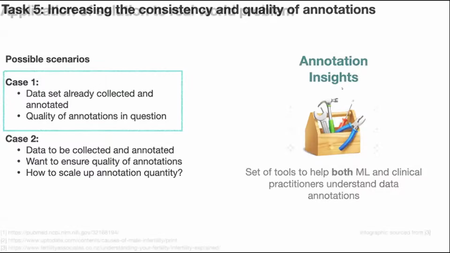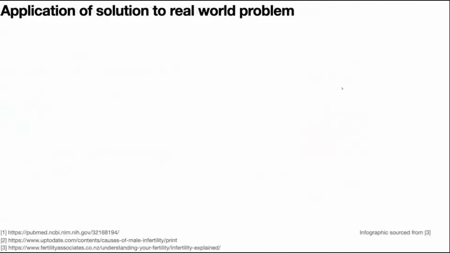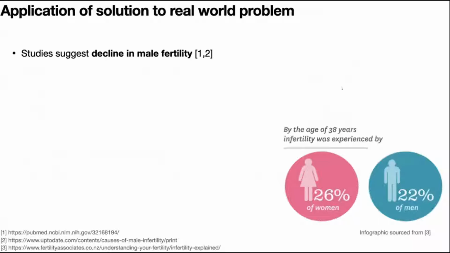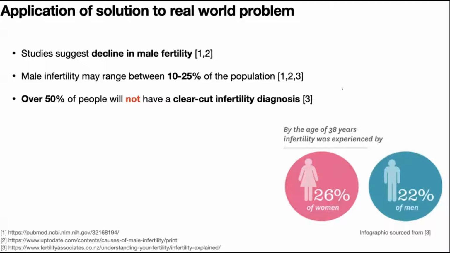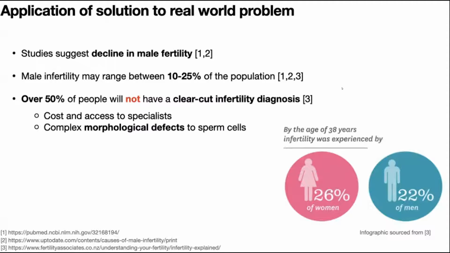A real world problem is that male fertility rates are potentially declining. Infertility may range between 10 to 25% of the entire population. An issue is that a lot of these people don't have a clear-cut diagnosis to the cause of their infertility. This is because it may be expensive to get such a diagnosis, you may not have access to a specialist, and also because there are complex morphological defects to sperm cells that could cause infertility.